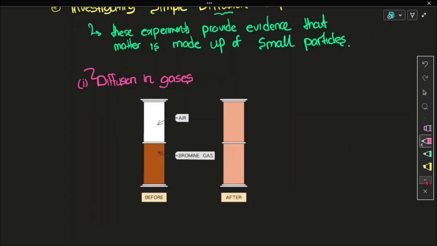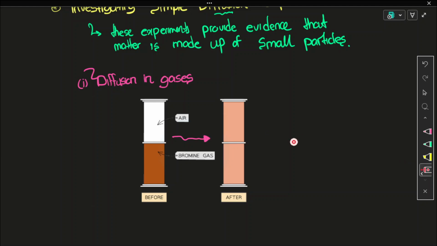First of all, let's take a look at the before scenario. Before, we can clearly see how in this container, one half of it is filled with air and the other half is filled with a nice orange-brownish gas. The gas is known as bromine. We filled one half of it like this and then the other half like this. Then we just kept this container out for some time.